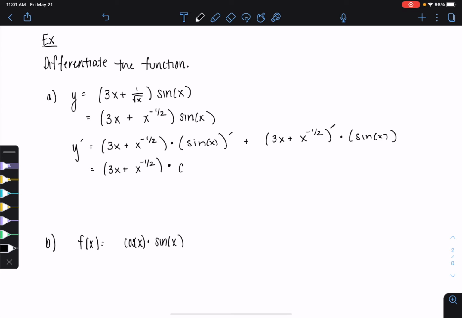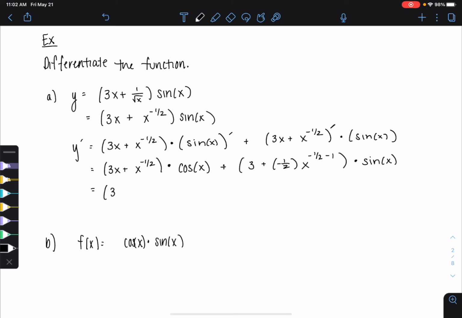Derivative of sine of x, we learned last time, is cosine of x. And then the derivative of this polynomial, derivative of 3x is 3. Derivative of x to the negative 1/2. So remember, we bring that power down, and then we decrease the power by 1. And then that's being multiplied by sine of x. Okay. So now I'm at a point, I've taken all the derivatives.